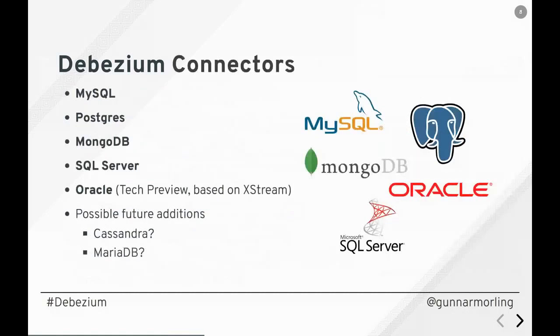In terms of connectors, there's support for those leading open source relational databases, MySQL, Postgres. We have a connector for MongoDB, which is used quite a bit. And as I said, just in 0.9, we added support for SQL Server. Then Oracle support is very often asked for, so we are working on this. There is currently a tech preview, which is based on the Xstream API. And at this point, we are also looking into other alternatives for making this work with Oracle, because obviously it's a very popular database. We might add more connectors down the road, but let's see what those could be when we get there.